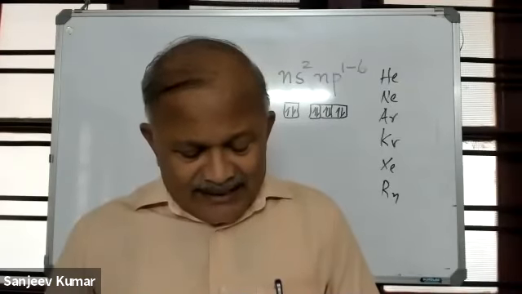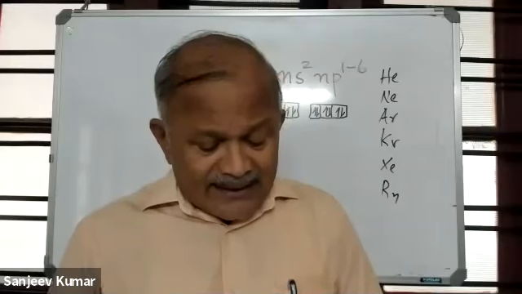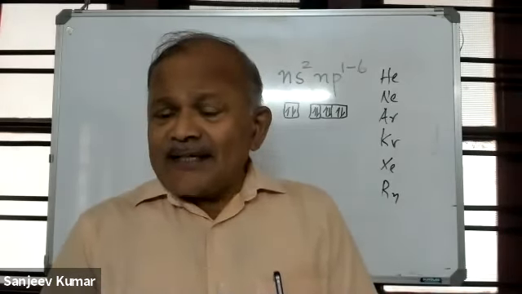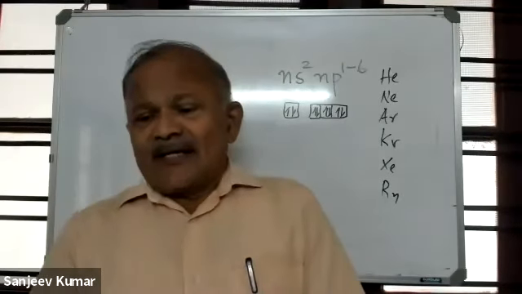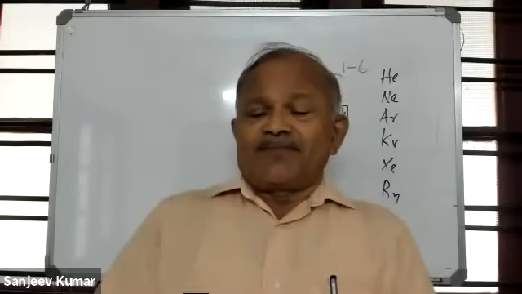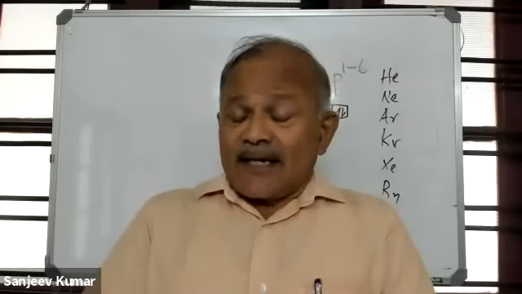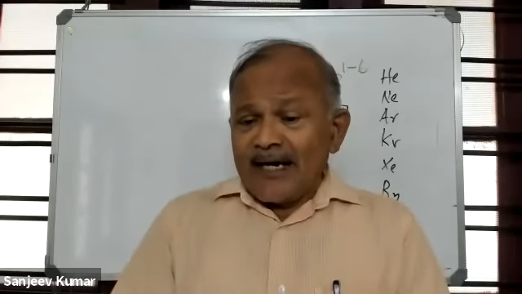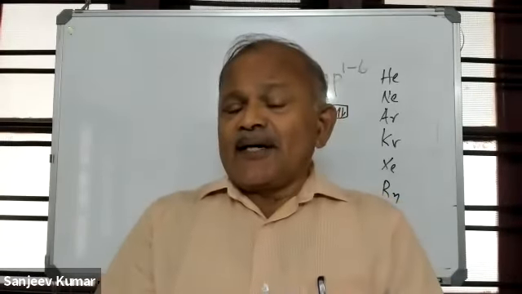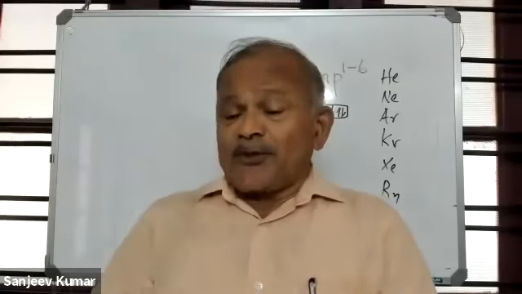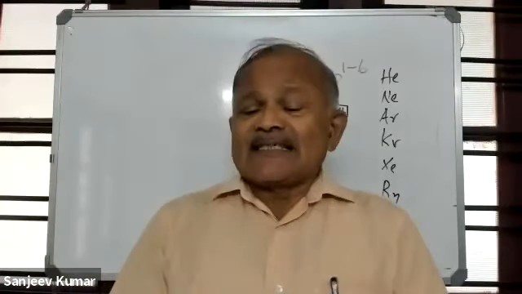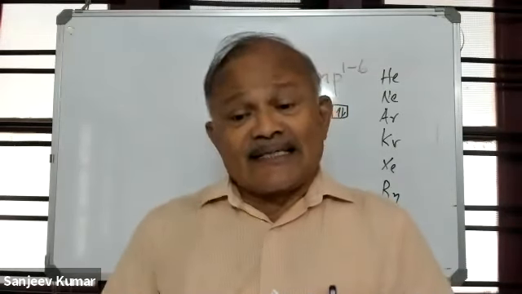The second question is, which ion has the largest radius? We know that in the periodic table, there are certain periodic properties across the period from left to right and down in a group. According to atomic size or atomic radius, across the period from left to right, the size decreases. Down in a group, the size increases.